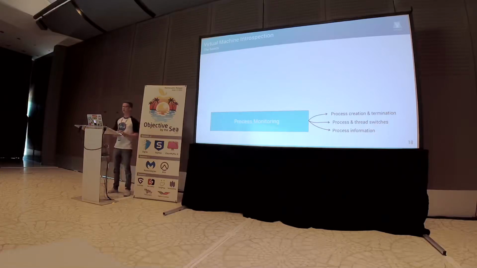You also need to be able to monitor process switches. This can be done, for example, by monitoring writes to the CR3 register, because every time the operating system switches the process, it needs to write a new value to the CR3 register. So now that we know what processes are running on the system, the next step is to look at what the virtual address space of these processes looks like.